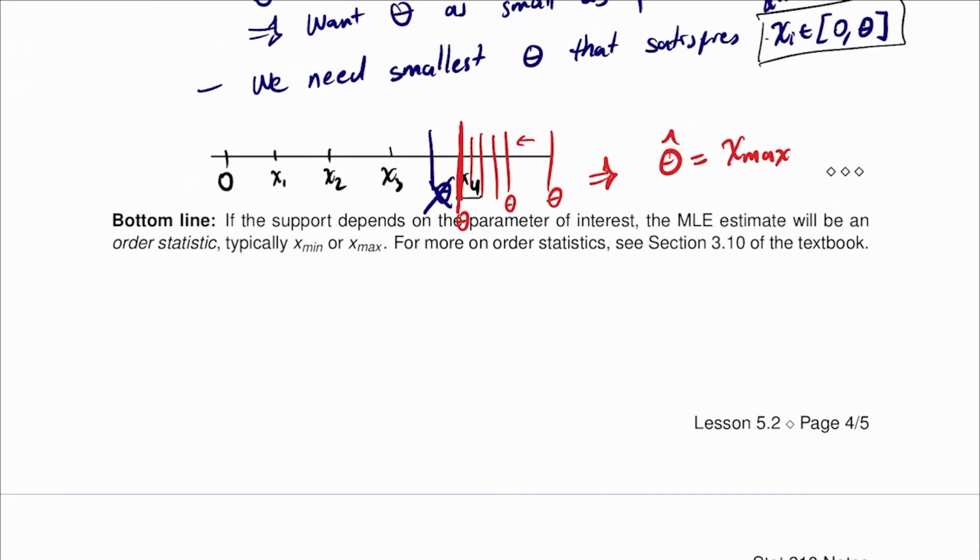Okay, the bottom line is that if the support depends on the parameter of interest, the MLE estimate will be an order statistic, typically the minimum or the maximum. For more on order statistics, you can check section 3.10 of the textbook. That means the order statistics include the minimum and the maximum. You can check that if you are interested.